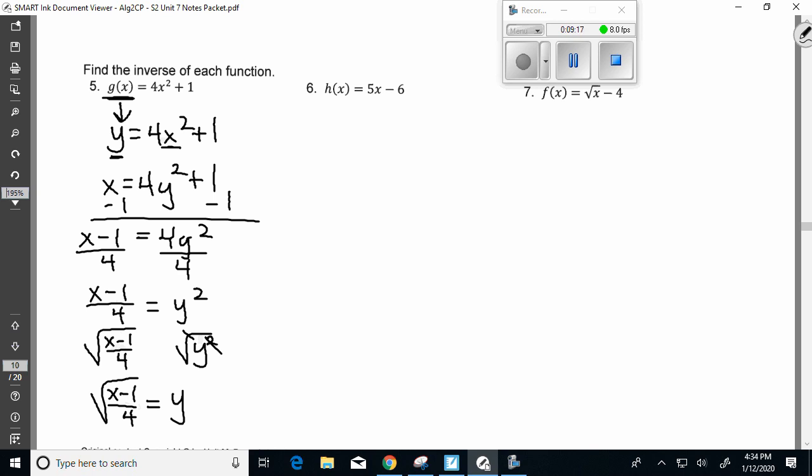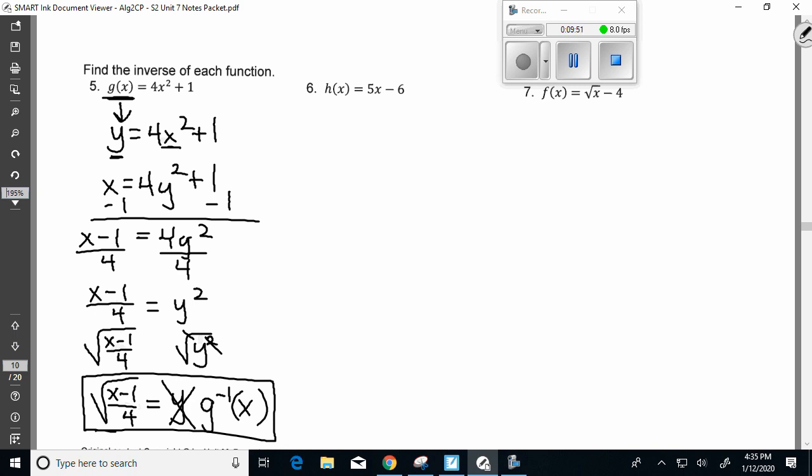Step 4, the last step, is simply putting it in the correct notation. So take y out of the problem and replace it with the inverse notation. And that's your final answer. So for an inverse, again, you're literally doing the opposite of every operation that's there to rewrite a brand new equation.